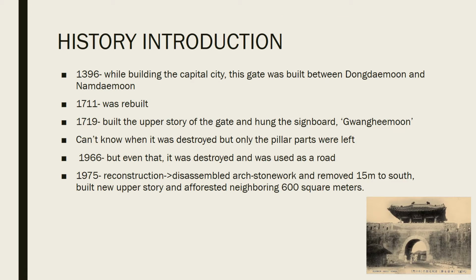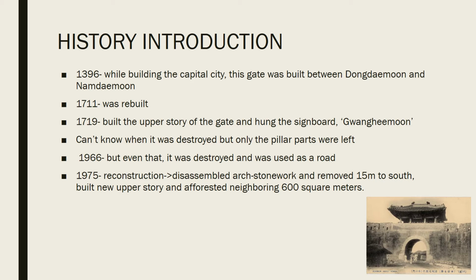So now about the historical introduction. In 1396, while people built the capital city Seoul, this gate was built between Dongdaemun Gate and Namdaemun Gate. In 1711, this gate was rebuilt, and then in 1719, people built the upper story of the gate and hung the signboard KwangHeeMun Gate, which is the name of this gate.